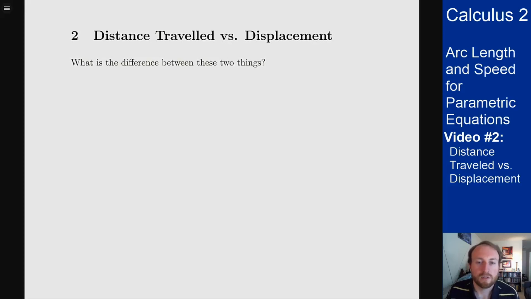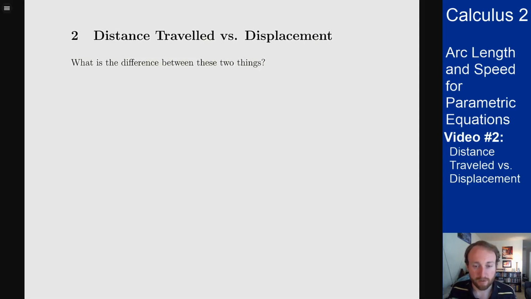In this video, we'll talk about distance traveled and displacement, which are two important facts that come out of this idea of arc length and speed for parametric equations. How can we think about these concepts of distance traveled and displacement? Displacement is probably the easier one to think about. Displacement just says, where did I start, where did I end, and what is the distance between those two points that I got to over a certain time interval.